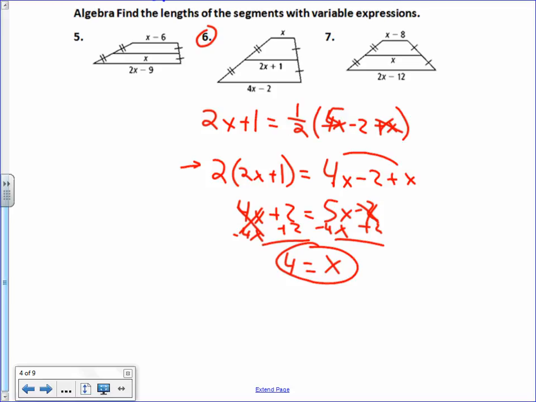Alright, if I plug those back in, let's just think. This would be 4 up here. This would be 4 times 4 is 16 minus 2 would be 14. And 4 times 2 is 8, plus 1 would be 9. Alright, so that one is half of the sum of the other two. That works out. And it looks right when you look at it.